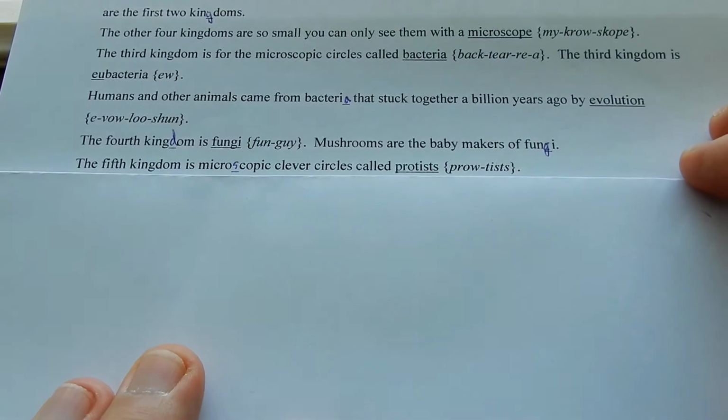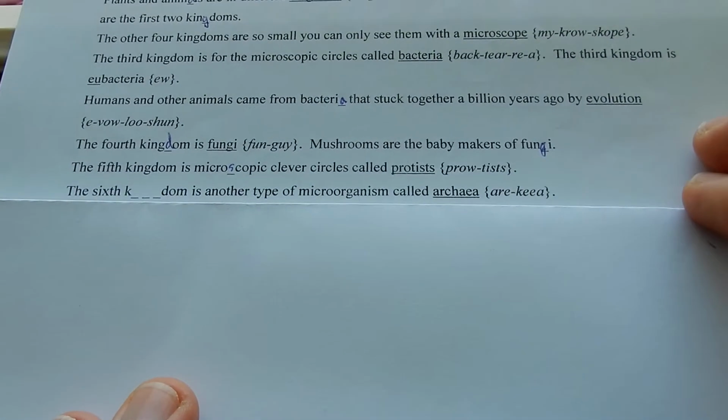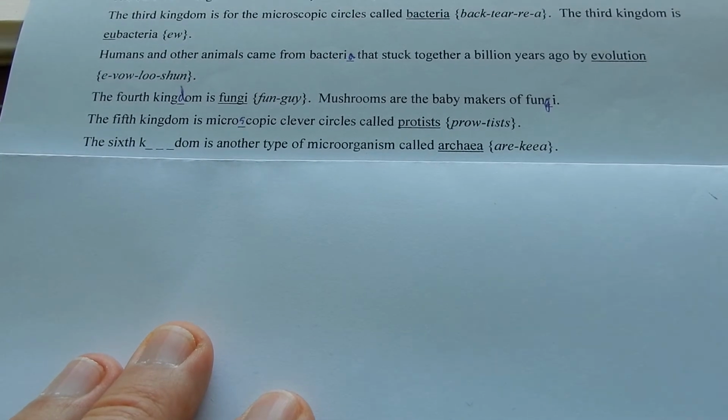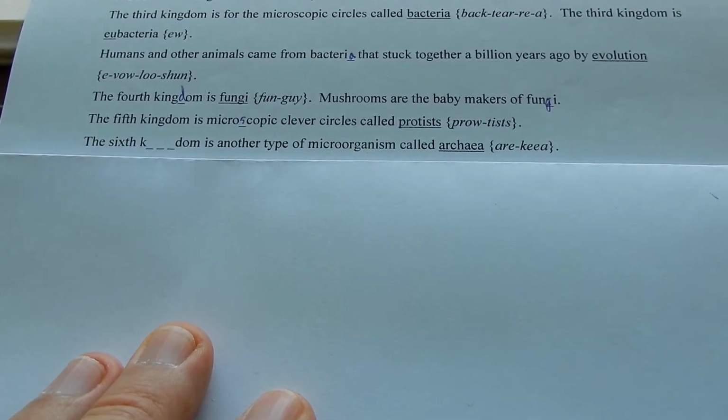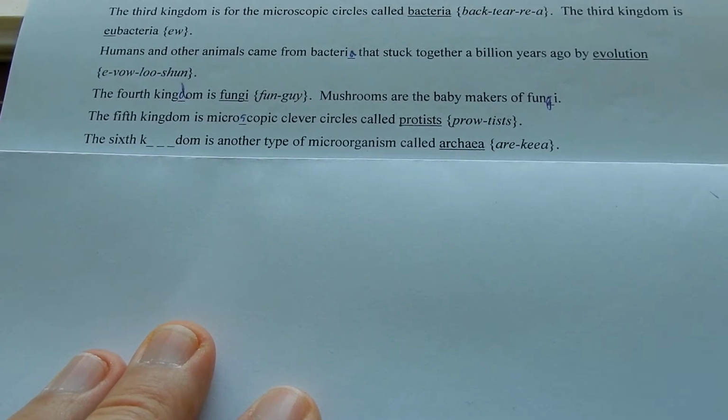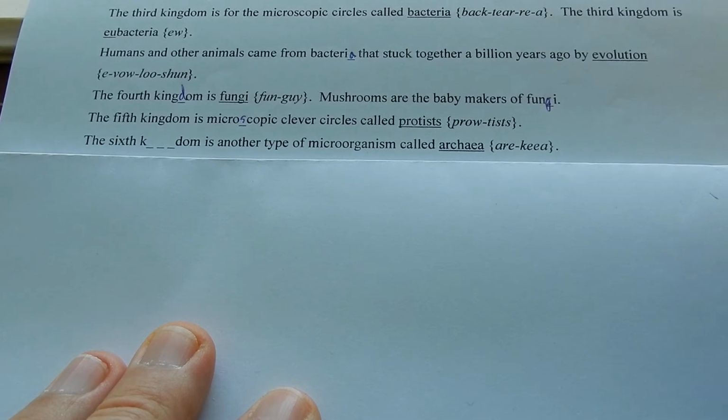The fifth kingdom is microscopic clever circles called protists. Protists are like big clever bacteria. And the amoeba is the most famous protist.